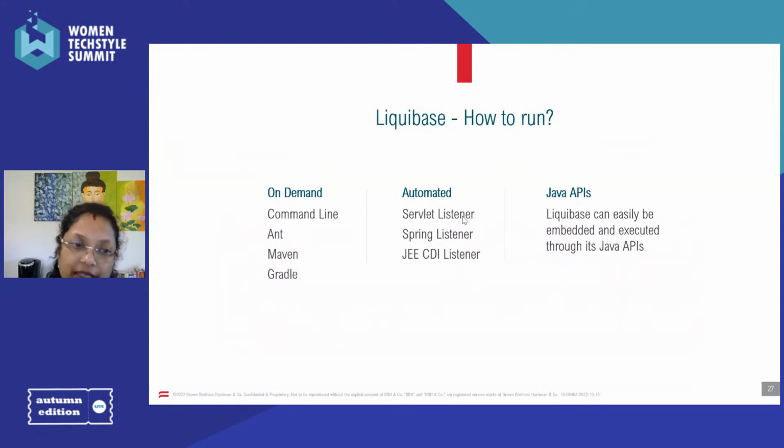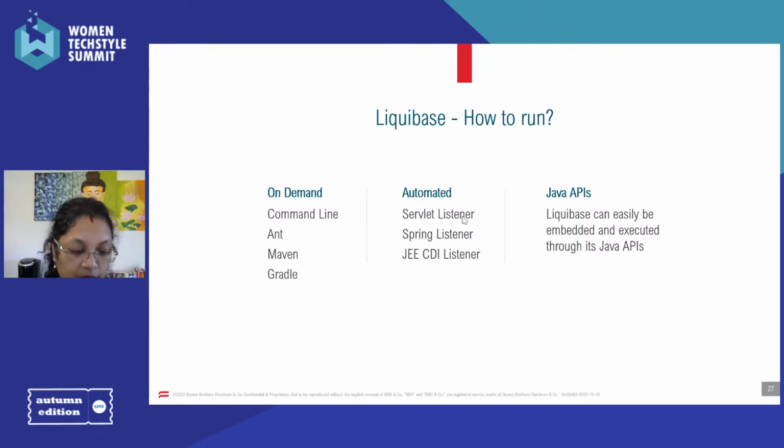Now, how do we run Liquibase? There are various ways you can run Liquibase. You can run on demand, that is, you can run from the command line. You can run it using Ant. You can run it using Maven or Gradle. You can run it automated, like have a Spring listener, Servlet listener, or Java EE CDI listener. You can run it through the Java API, so since it's Java based, it can be easily embedded and executed through its Java APIs.